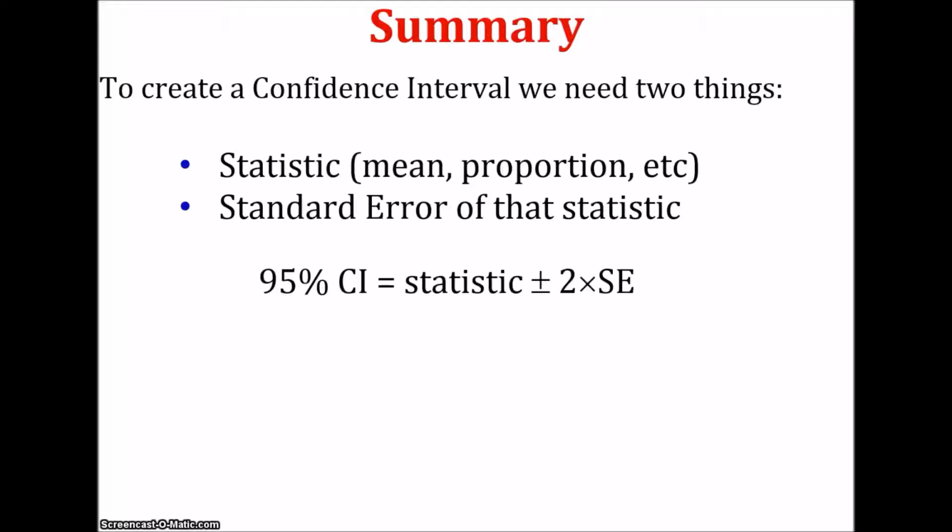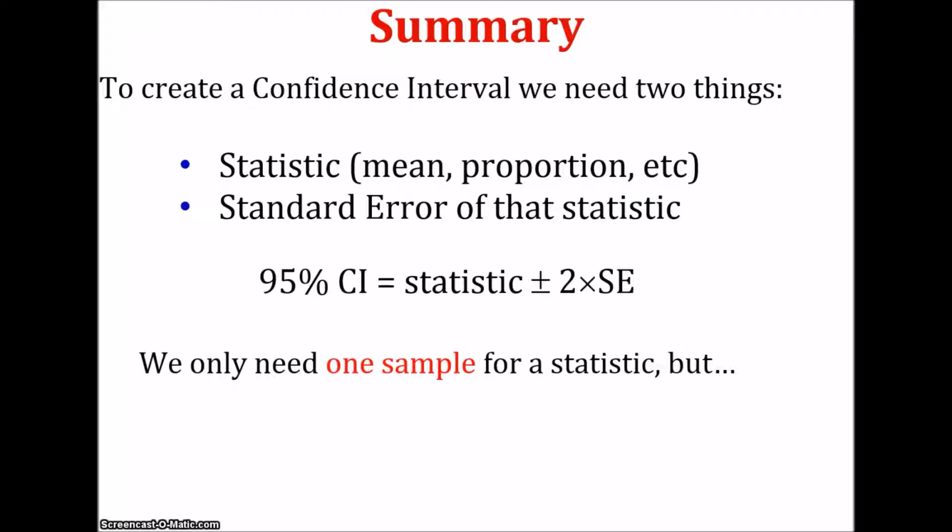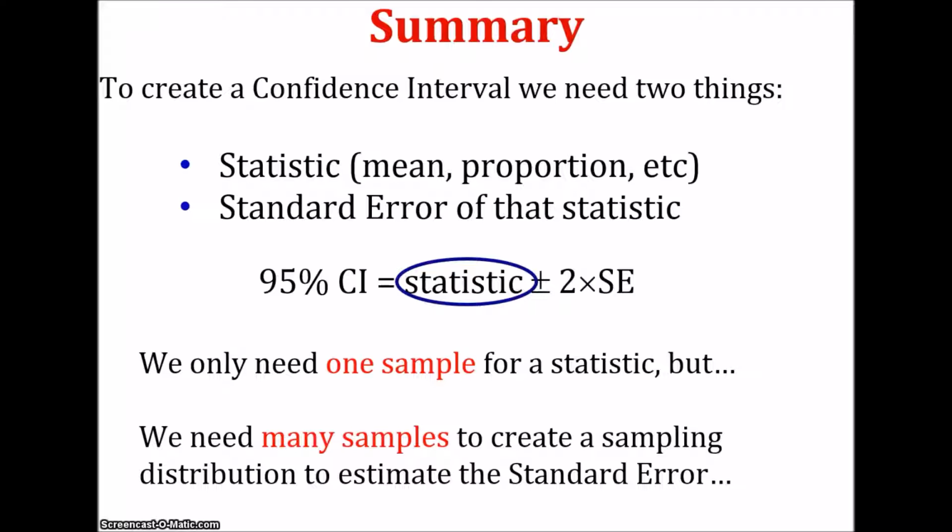So in summary, so far, to create a confidence interval, we need 2 things. We need a statistic, like a mean or proportion, and we need a standard error of the statistic. And once we have those things, we can calculate a 95% confidence interval by taking the statistic plus or minus 2 times the standard error. Now, we need only one sample to calculate our statistic, but we need many samples to create a sampling distribution so that we can estimate the standard error.